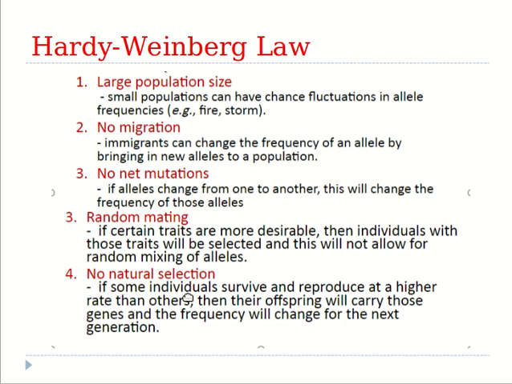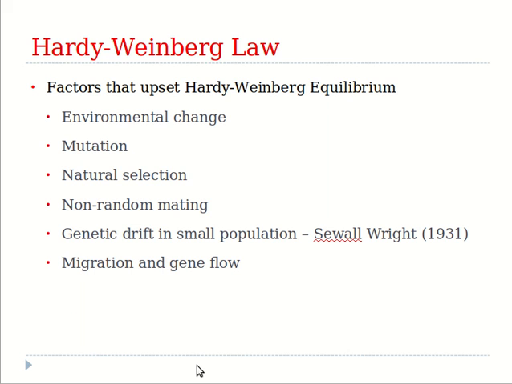And no natural selection. If some individuals survive and reproduce at a higher rate than others, then their offspring will carry those genes, and the genetic frequency will change in that direction in the next generation. Now, we will see in detail how the Hardy Weinberg equilibrium can get upset. First is environmental change.